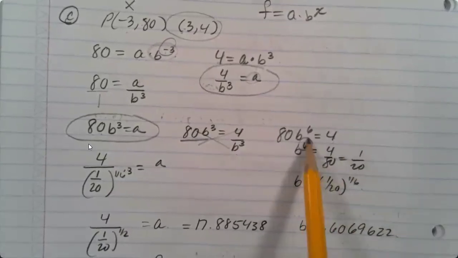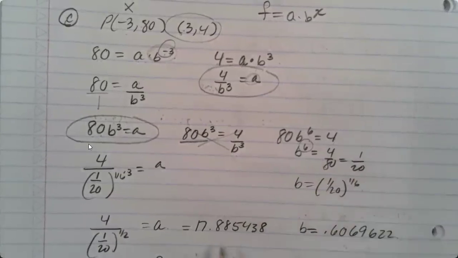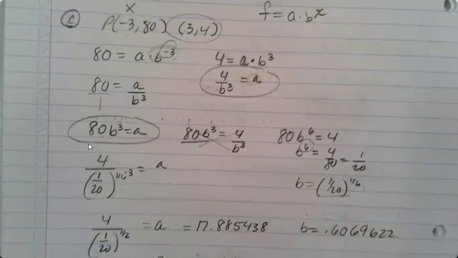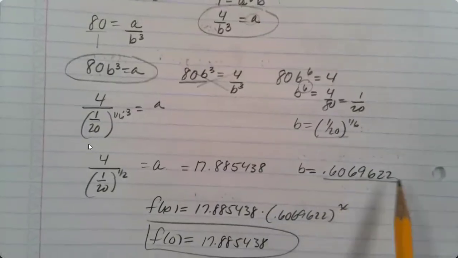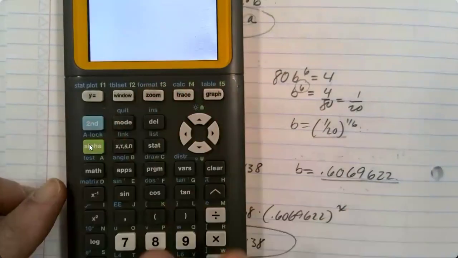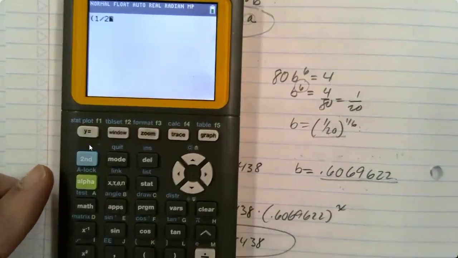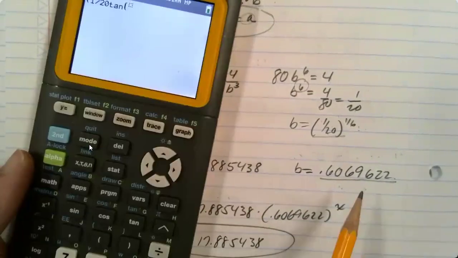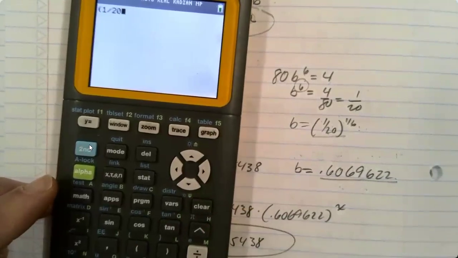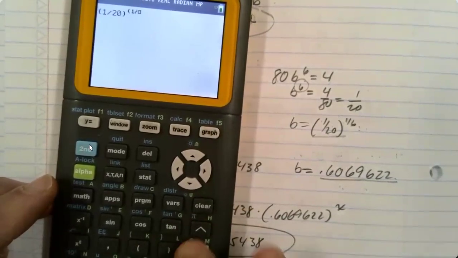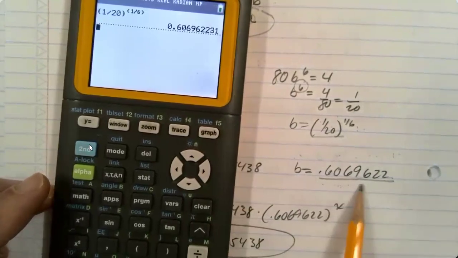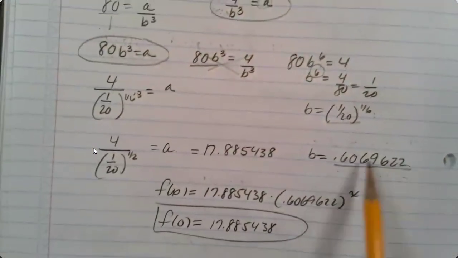You undo the power of 6 by the 6th root. So you've got to enter in your calculator 1 divided by 20, caret 1 divided by 6. And 6 decimal place accuracy, I believe, produces, well, let's do the 1 divided by 20, caret to the what power did I say? 1/6. Oh boy, that's not it. Parentheses 1 divided by 20, caret 1 divided by 6. I did get 0.609622. And then once you have b, it's easy.